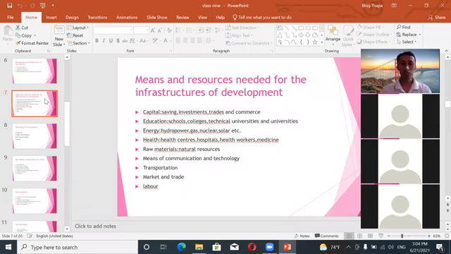So we have to develop education, and we have to promote health. Electricity, transportation, health, education, clean drinking water: these are the infrastructures of development. But what are the things which are also needed for these infrastructures? These are the things I have written here. See, capital. Students, capital means your money. In simple words, capital means money, saving, investment, trade, and commerce.